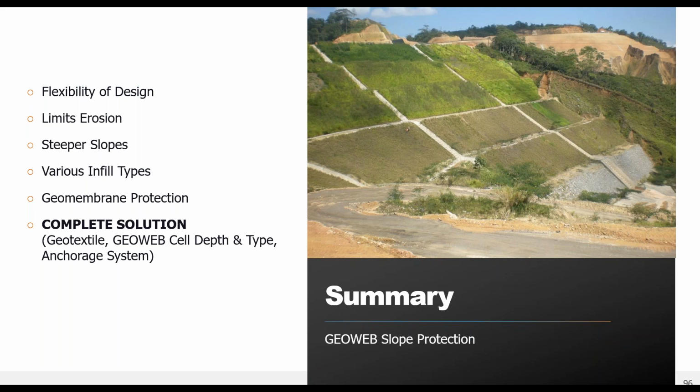So, in summary here, once again, it's very flexible. We can fill it with topsoil and vegetate it. We can do aggregate solutions. We can do hard armor, concrete. We can even reduce the amount of riprap. A lot of railroads use it now. Riprap is getting very, very expensive.